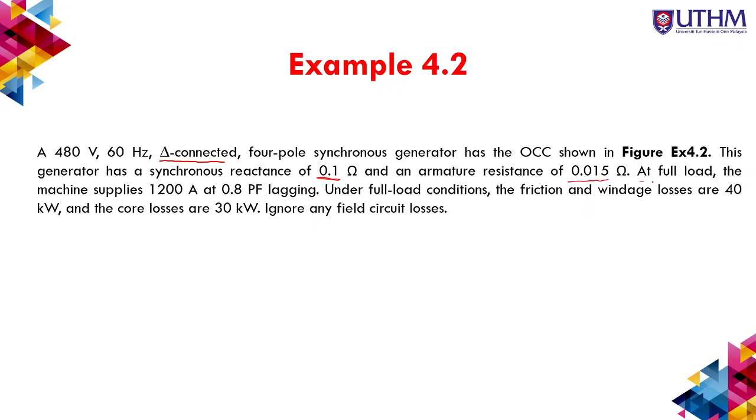At full load, the machine supplies 1200 ampere at 0.8 power factor lagging. So this is IA. Under the full load condition, the friction and windage losses are 40 kilowatts and the core losses are 30 kilowatts. Ignore the field circuit losses. So what is the speed of the generator? What is the formula for the speed? Synchronous generator speed, what is the equation?